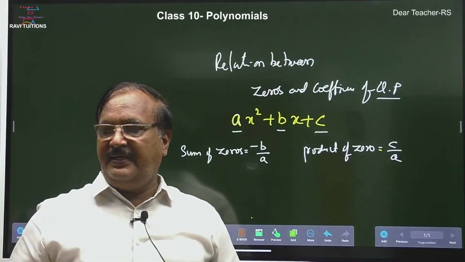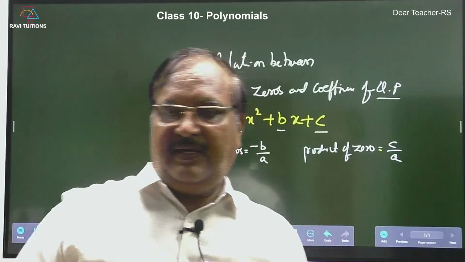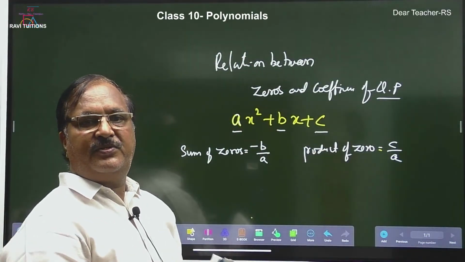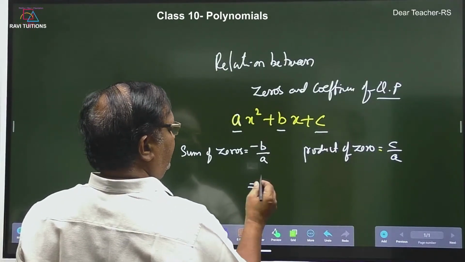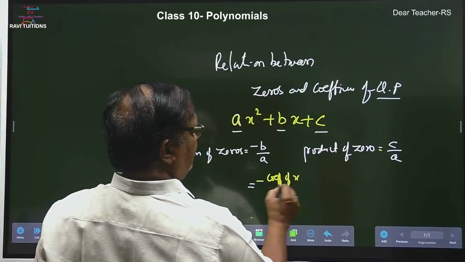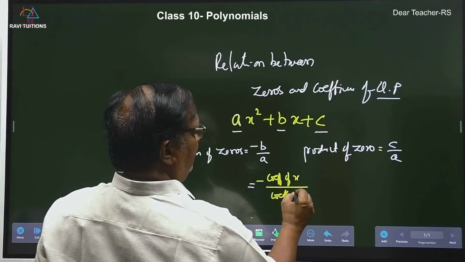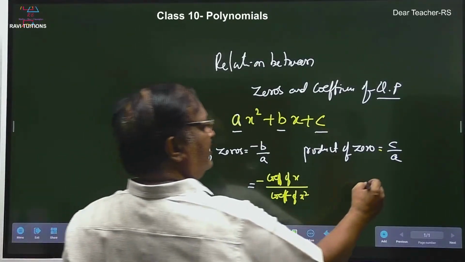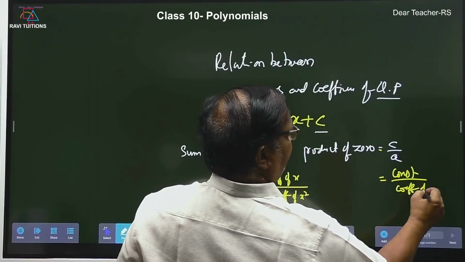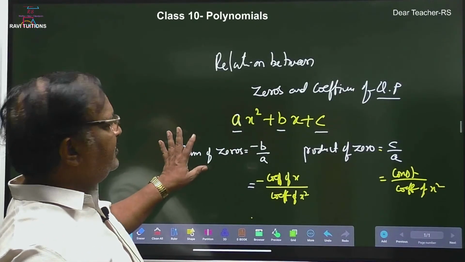Okay, so somebody is giving answers. Let me check it out. Yeah, Suhana. So sum of zeros is equal to minus b by a, product of zeros is equal to c by a. From this you can generalize it. So minus b is nothing but minus coefficient of x by a means coefficient of x square. So here also you can write constant and coefficient of x square. So these are the relations between zeros and the coefficients.